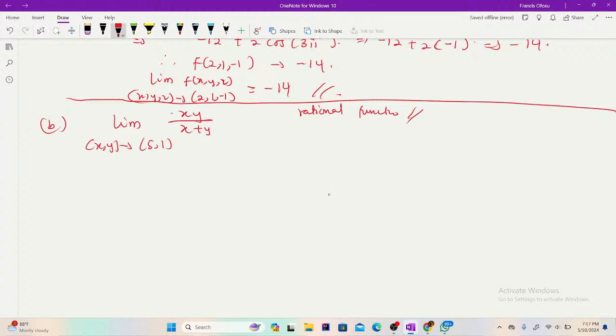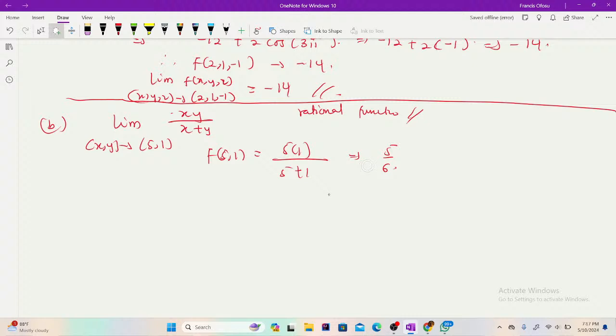So now let's see. First of all, let's find our functional value. So f of (5, 1) will give us xy over x plus y, right? So 5 multiplying 1 all over 5 plus 1. And what are you getting? 5 on 6. Is that not it? 5 on 6.